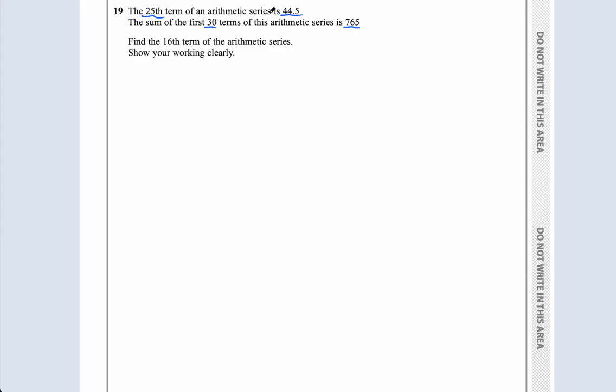So here are 2 bits of information, and then it says find the 16th term of the arithmetic sequence, or the arithmetic series. Okay, so basically, guys, there's 2 formulae that we need to know. The first one is u of n, the nth term, and it's a plus n minus 1 d. And the second formula is the sum of n terms, and that's Sn equals n over 2 into 2a plus n minus 1 d. Now, importantly, guys, this one is in the formula booklet, and this one is not in the formula booklet. So you have to learn this formula.